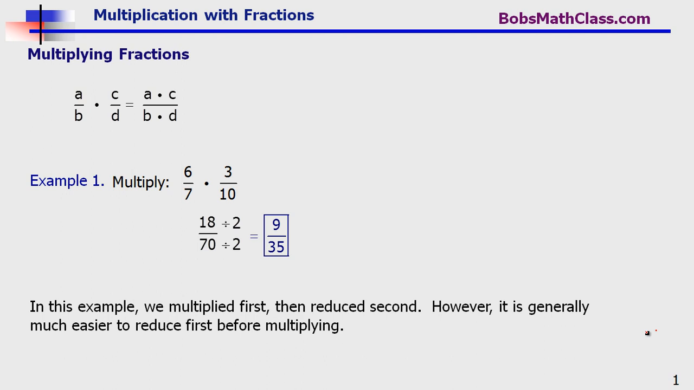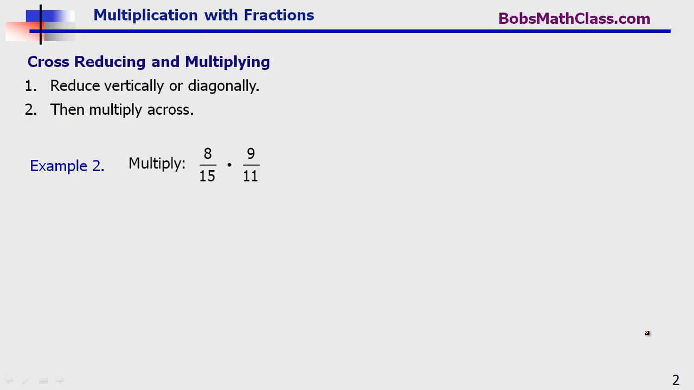Okay. So what we did in this example is we multiplied first and then reduced second. However, it is generally much easier to reduce first before multiplying. So this problem, the way we did it was fine, but if you just multiply straight across, you can end up with some really large numbers. And then reducing is going to be very difficult. So what we find is that it's easier to reduce first and then multiply.